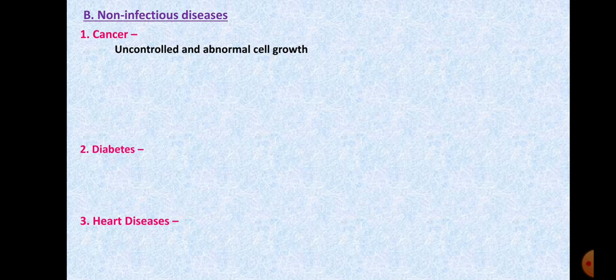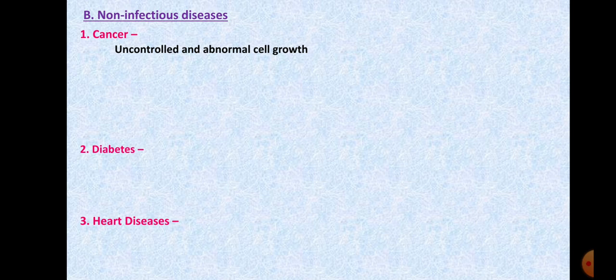The next we are going to study is some non-infectious diseases. As I said, the diseases which do not occur through infections or coming in contact with the patient are called non-infectious diseases. These diseases take place due to certain abnormalities inside the human body. There are certain reasons due to which the diseases take place inside the body.